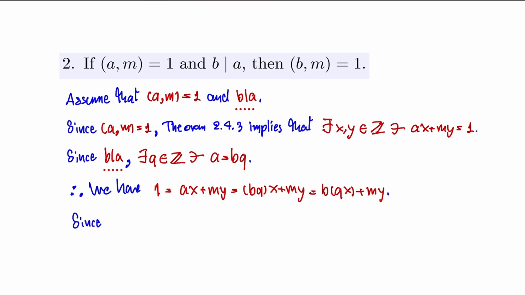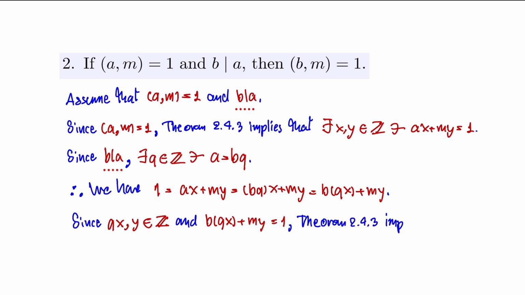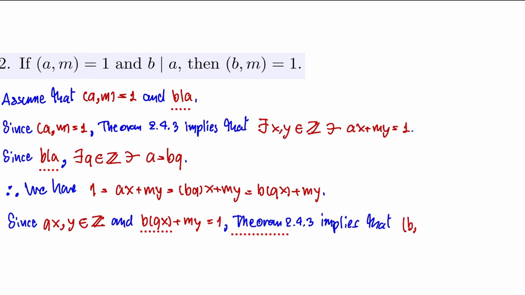Since qx and y are integers, and bqx plus my equals 1, we can use theorem 2.4.3, which implies that the greatest common divisor of b and m equals 1.